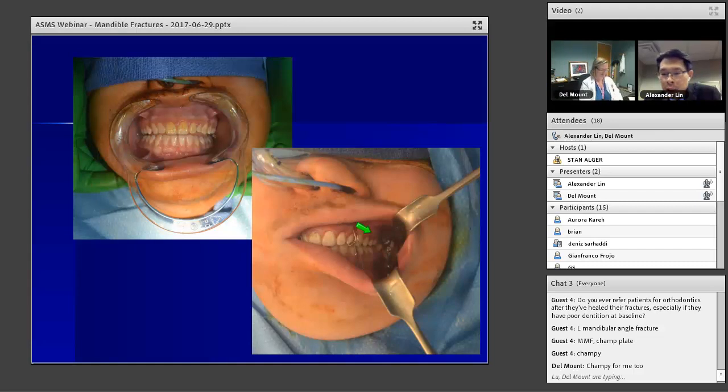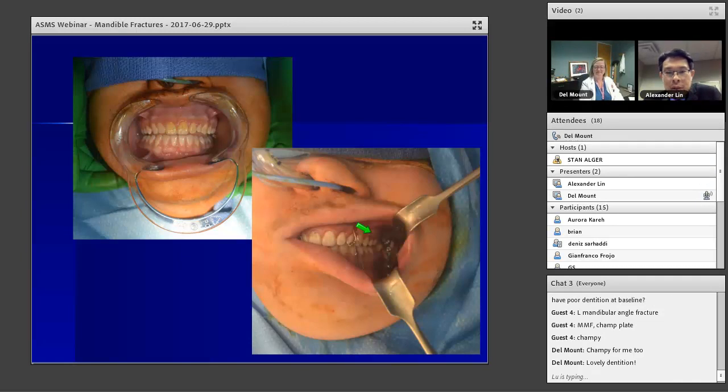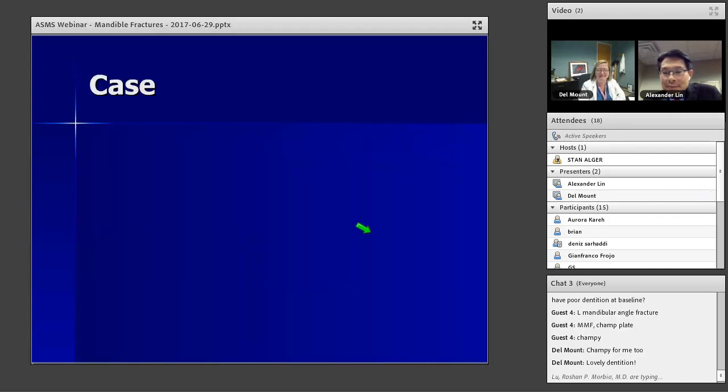Now I know what Lou's going to ask. Lou's going to ask what I did with the teeth. Oh, I can't tell. All right, we'll go to the next case, I guess. That was a great case. I want teeth like this. I mean, this is good.